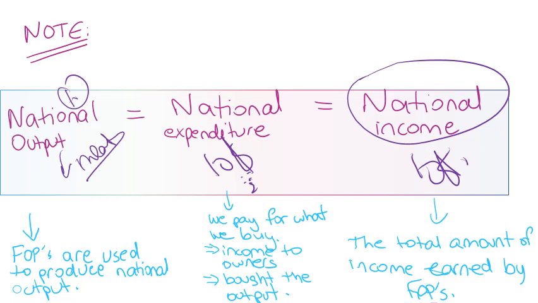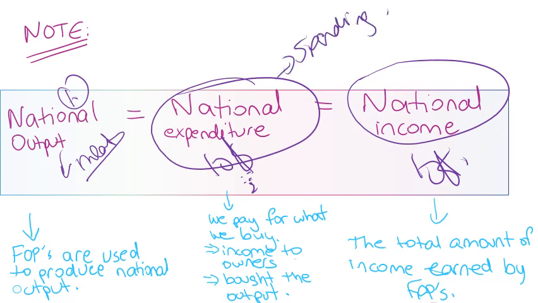Another way: when I want to talk about national output, factors of production are used to produce national output. Remember, we cannot produce a good without using resources. And then we have national expenditure. We pay for what we buy. So what are we doing? We are spending. Income to owners helps to buy the output. And then finally, we have the national income, which is the total amount of income earned by factors of production.